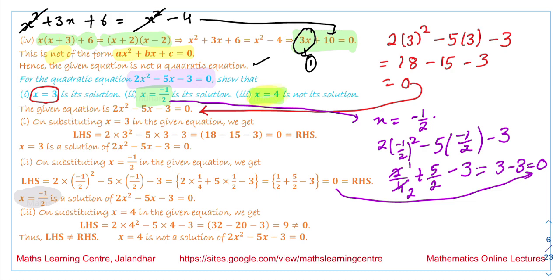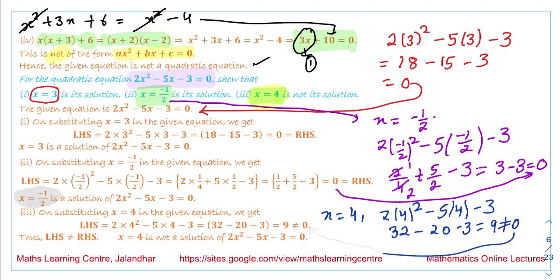Next we have to check it for x = 4. If we substitute x = 4 in this equation, we get 2 times 4^2 - 5 times 4 - 3. So it is 32 - 20 - 3, that is equal to 9, and it is not equal to 0. So this is the LHS we are solving, and this is not equal to the RHS. So it means that x = 4 is not a solution of this equation.